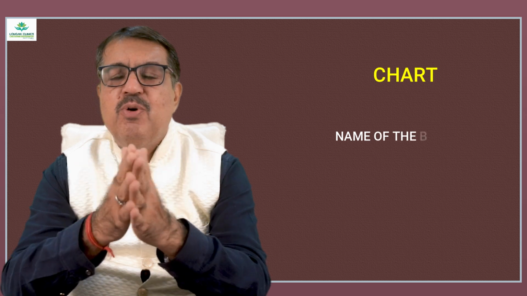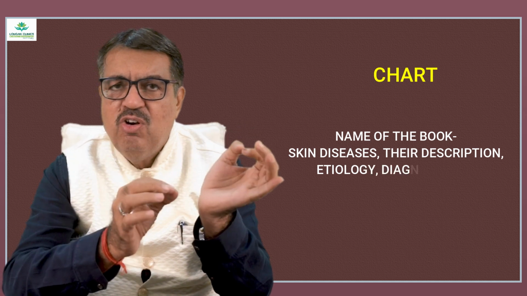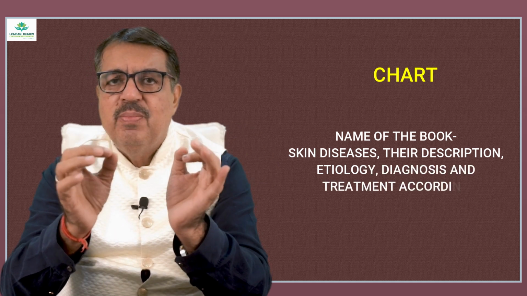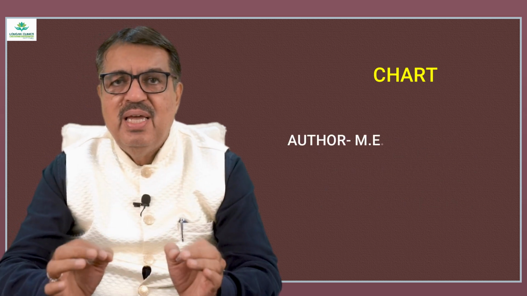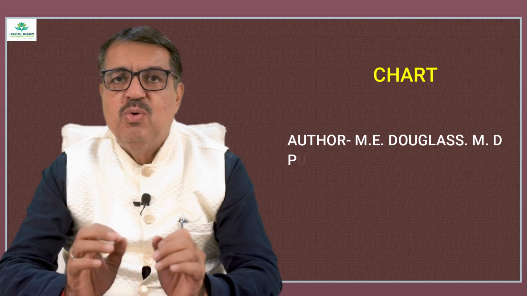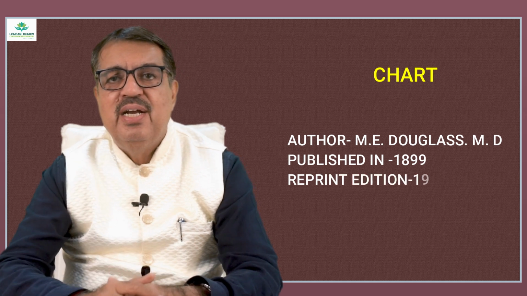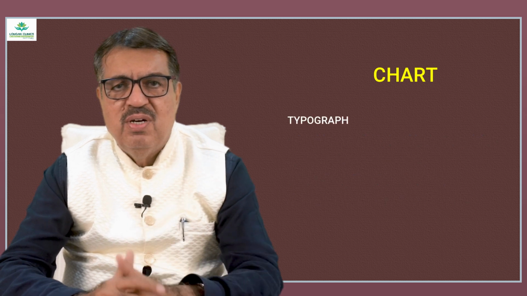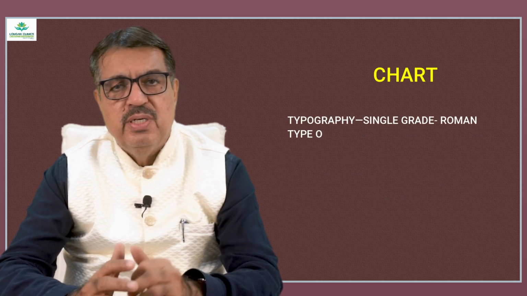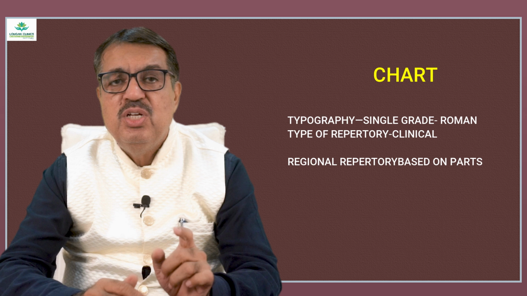Now we will understand the book in the form of a chart. The name of the book is Skin Diseases, their description, etiology, diagnosis and treatment according to the law of similars. The author is M. E. Douglas, M.D. It was published in 1899, reprint edition in 1998. The number of chapters is 21. Typography, single grade, that is Roman. Type of repertory, it is a clinical regional repertory based on parts.